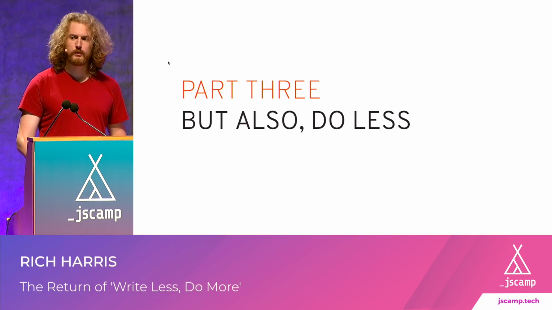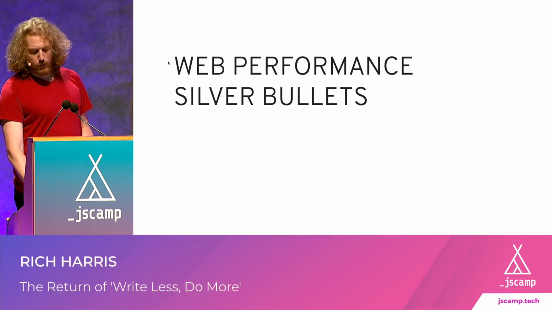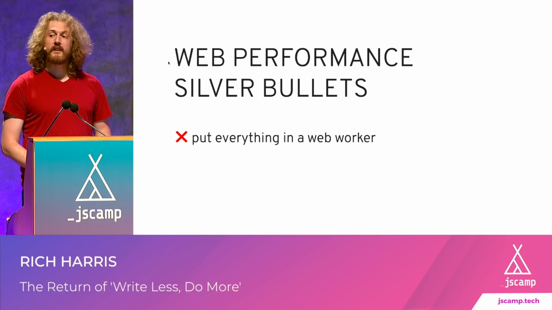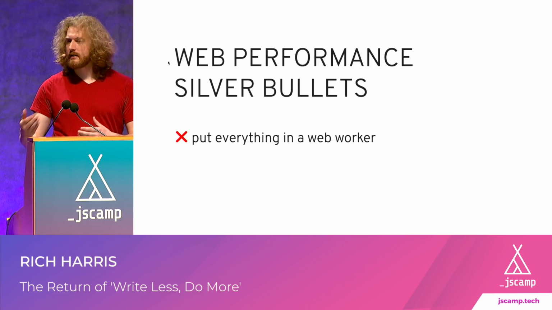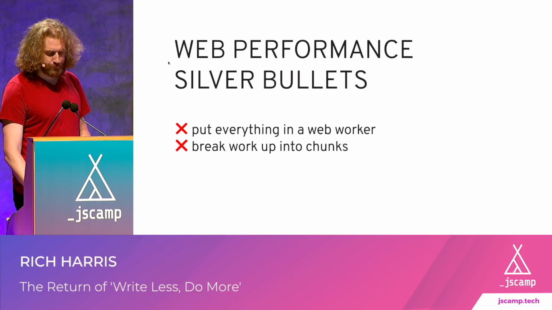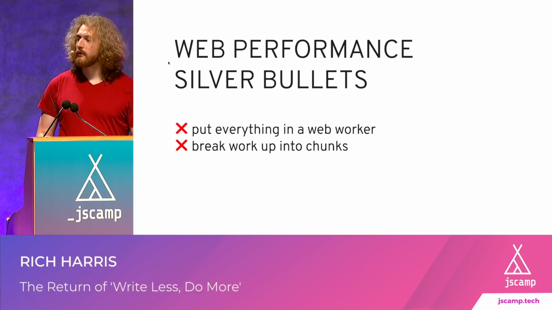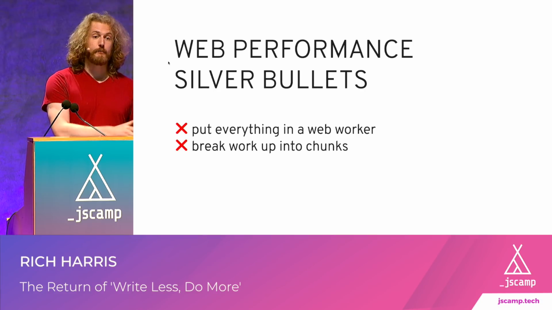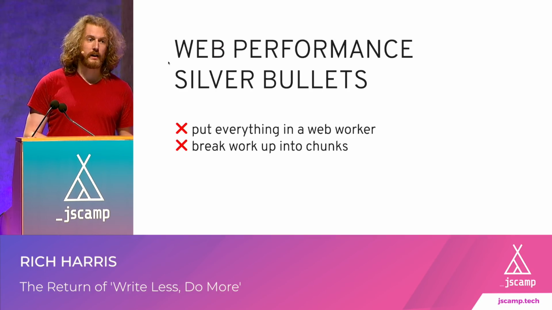Part 3, but also do less. So here are some ways that we try and speed up code. We put everything in a web worker, except that doesn't really work because it adds complexity, there's serialization costs, and so on. It works for some things, but not everything. Breaking work up into chunks using request idle callback or time slicing or things like that. It can certainly improve perceived performance, but it's not going to improve actual performance, and if used incorrectly, it can make your application more sluggish.